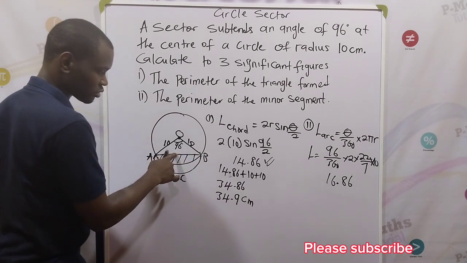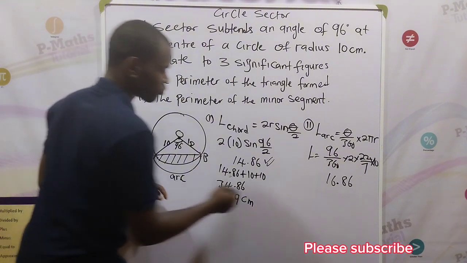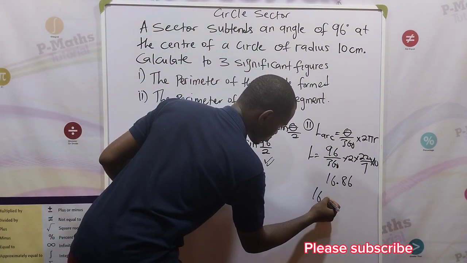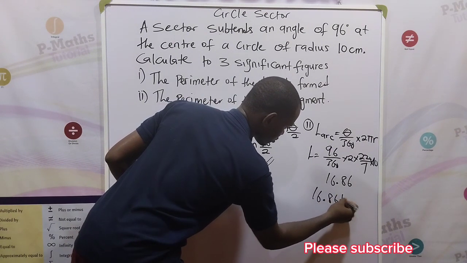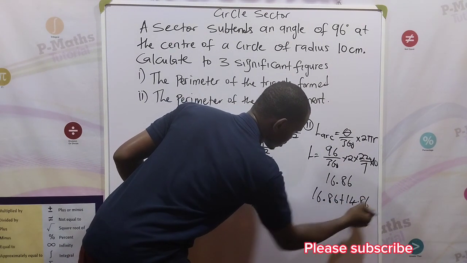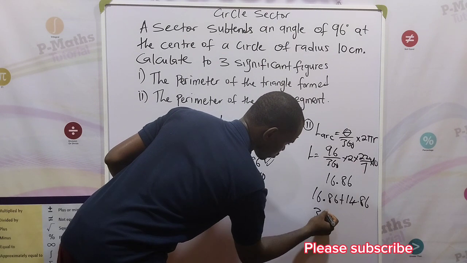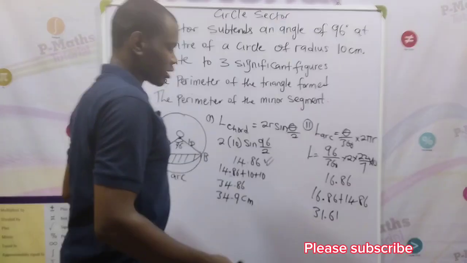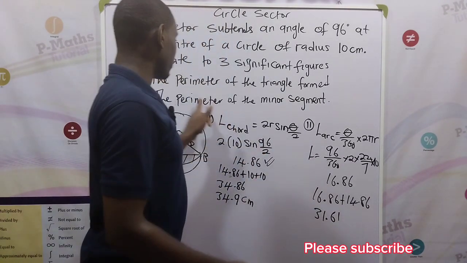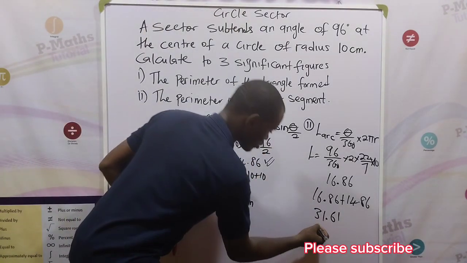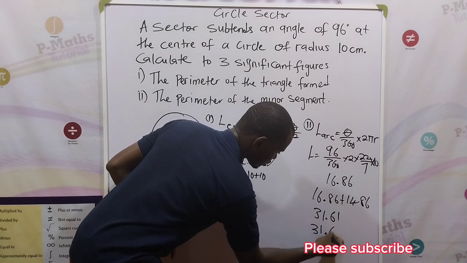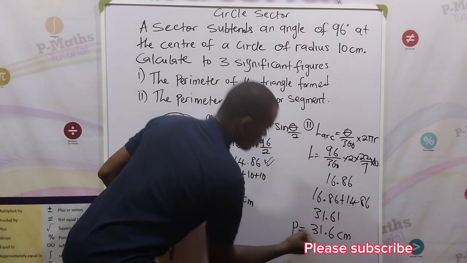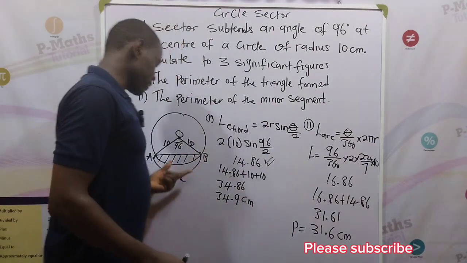So add the chord, you obtain the perimeter. The chord is 14.86. So we have 16.86 plus 14.86. That will give us 31.61. Then remember we are asked to approximate to three significant figures. That means we have 31.6 centimeters. That is the perimeter of the minor segment.